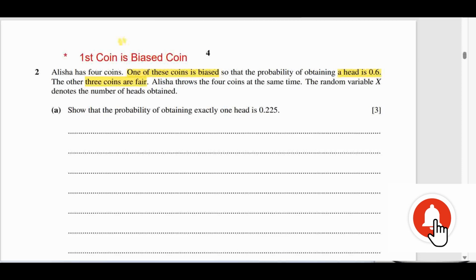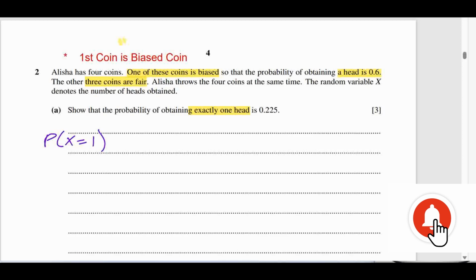So इसमें Alicia throws 4 coins at the same time. First coin को हम बाइस coins consider करेंगे ताकि हमारे order में कभी भी problem ना हो. The random variable x denotes the number of heads obtained. Show that the probability of exactly one head. So exactly one head की probability है 0.225. So अब हम इसको चेक कर लेते हैं. So this must be equals to, हमने फाइंड क्या करना है, probability of exactly one head.